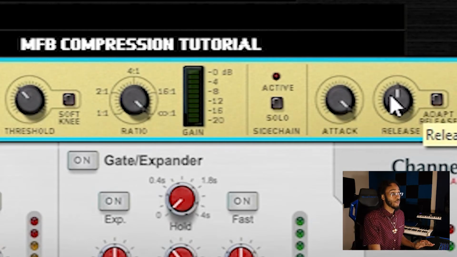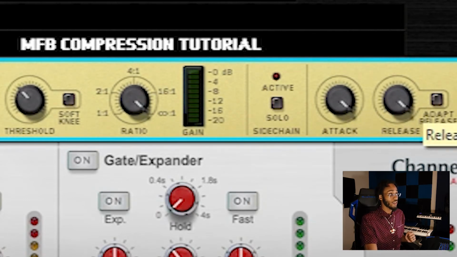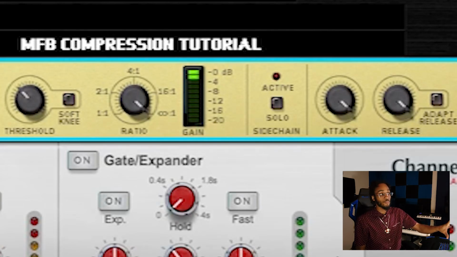So if we have a very quick release, then as we watch the green bar, we can see that not only is it reacting slowly, but it's also releasing very quickly. Whereas if we turn it all the way up, we can see that that green bar lasts a little bit longer because the compression isn't letting go of the signal as quickly.